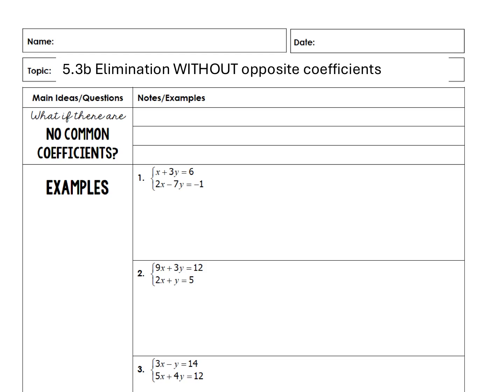Elimination. The goal is to eliminate. The goal is get rid of, right? Get rid of your variable somewhere.